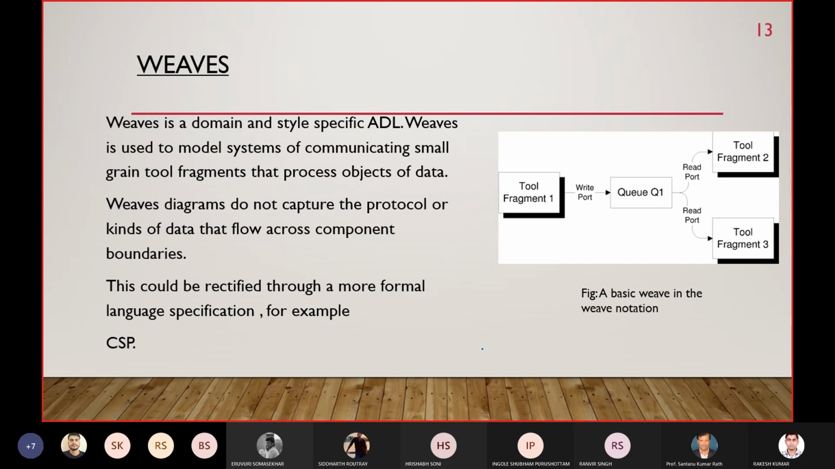Okay, now Weaves. It is also used in Weaves. Yes, sir, in both Wright and Weaves. Okay. So Weaves architecture is a domain and style specific ADL, that is architectural description language. Weaves is used to model systems of communicating small-grain tool fragments that process objects of data. Weaves diagrams do not capture the protocol or kinds of data that flow across component boundaries. This could be rectified through a more formal language specification, that is CSP. So Wright and Weaves both use CSP.